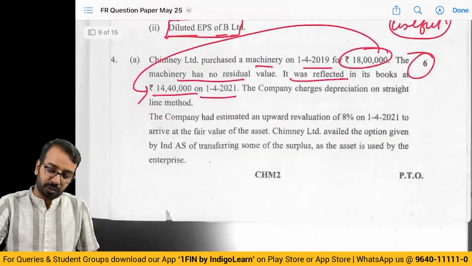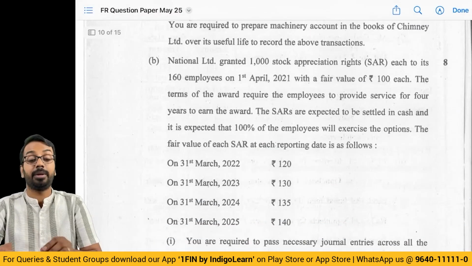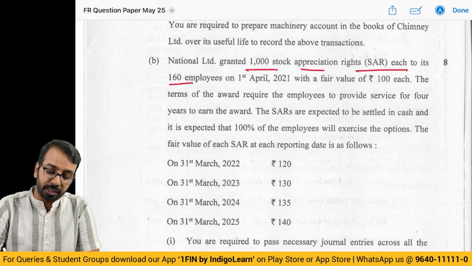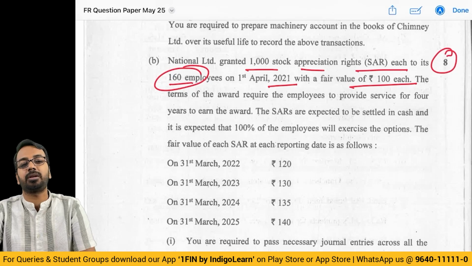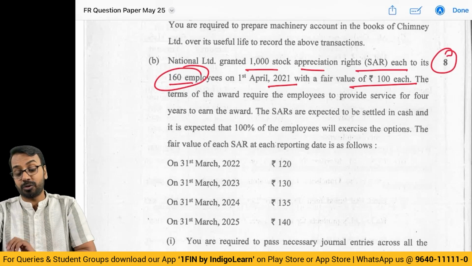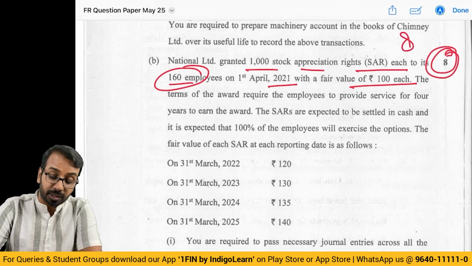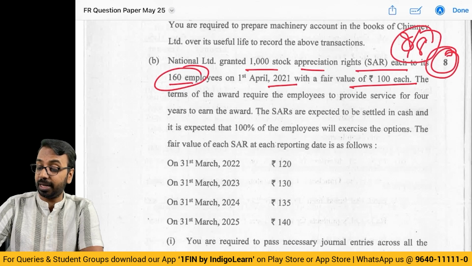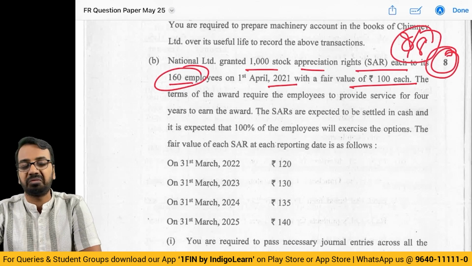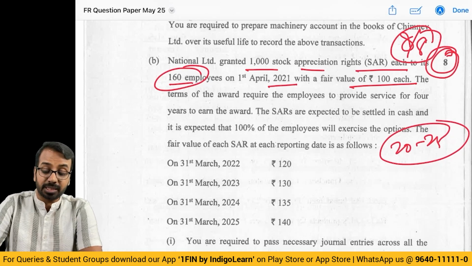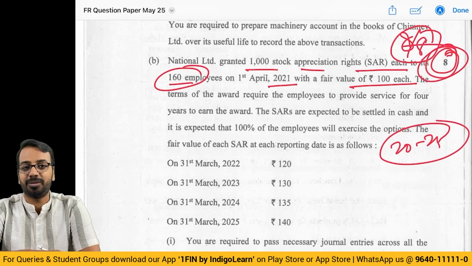Then we had this question on share-based payment where there is a liability, SAR, 1000 stock appreciation rights to each of the employees, 160 employees on 1st April with a fair value of 100. 8 marks question, simple and straightforward, but very lengthy because they have given a modification part also. Now these are the type of questions where you can score 8 out of 8, but it will take more time. You cannot finish it in 8 into 1.8, that is 15 minutes. Very difficult. You would have taken at least 20 to 25 minutes to finish this. But the advantage is 8 marks out of 8 marks is in your pocket.